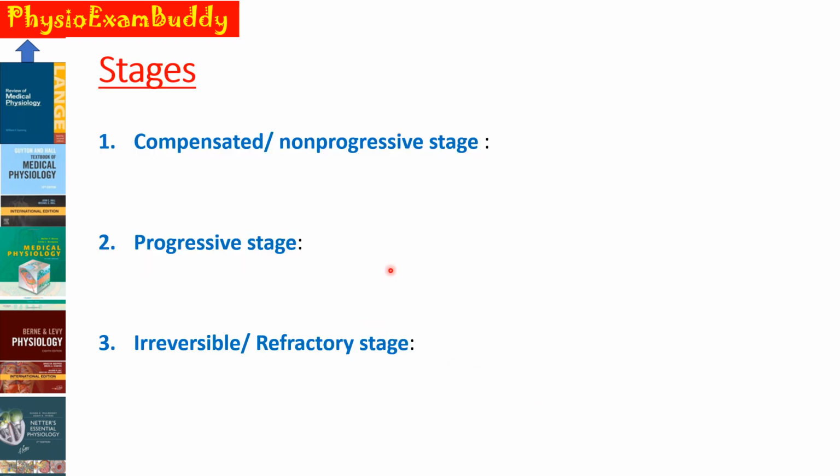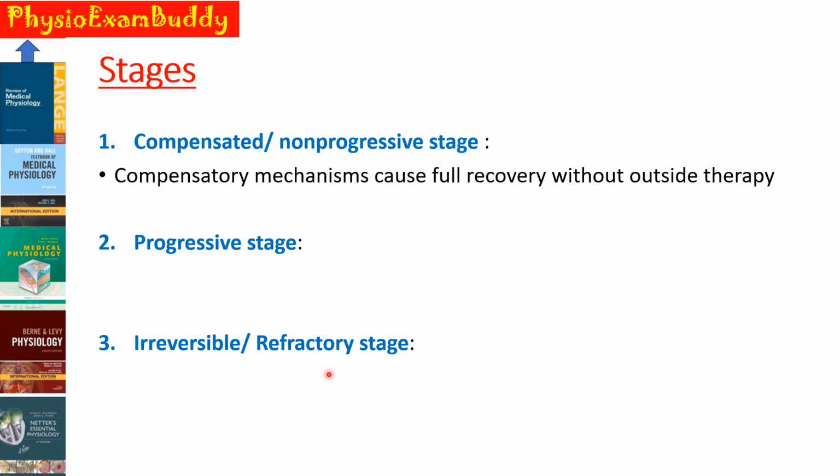So, next about the stages of the shock. There are three stages for the shock. First one is the compensated or non-progressive stage. If it is not treated adequately, it can progress into the progressive stage. And the final stage is the irreversible or refractory stage. So, there are three stages: compensated or non-progressive stage, progressive stage, and irreversible or refractory stage.